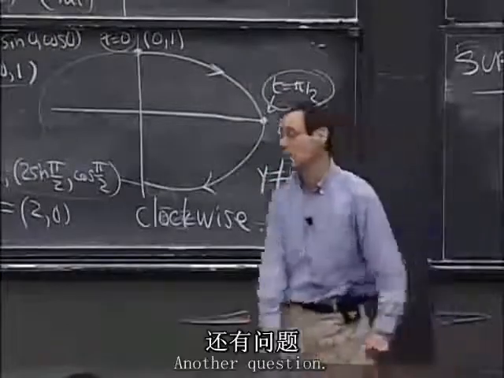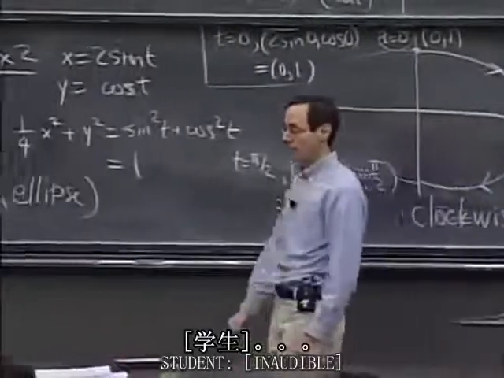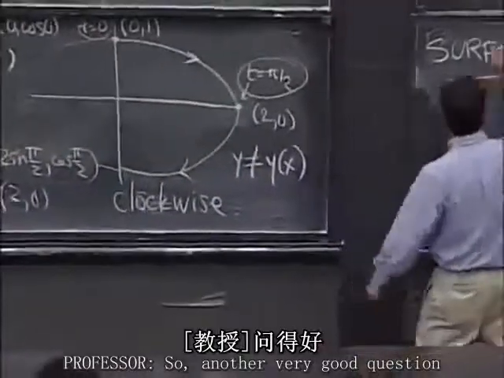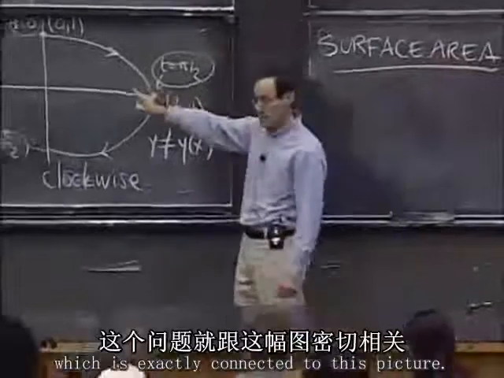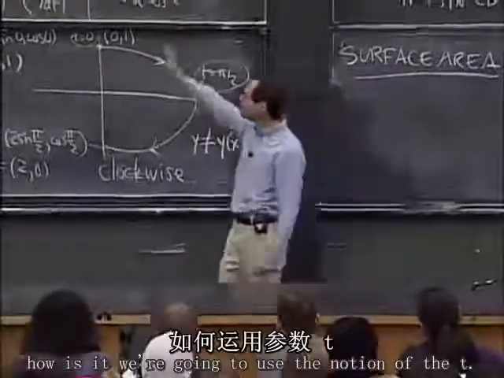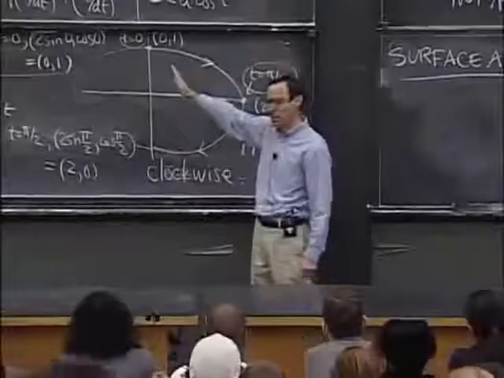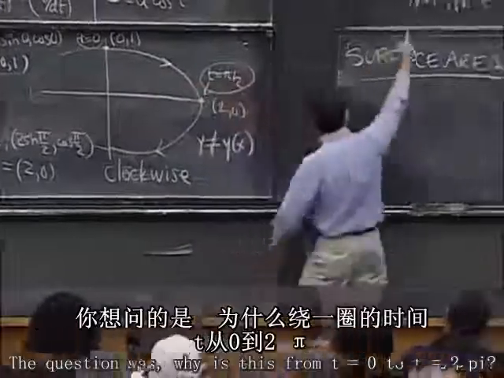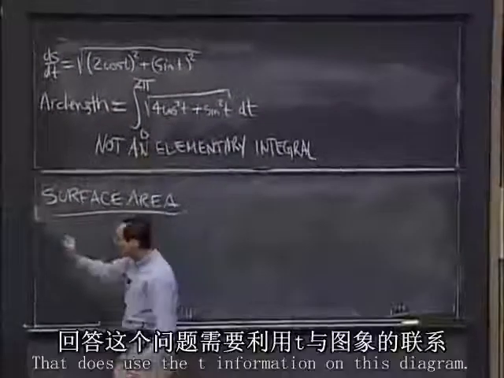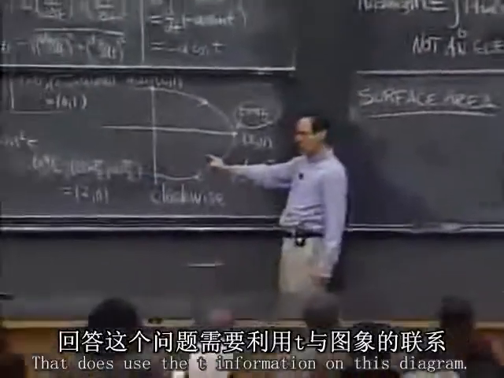Yeah, another question. Another very good question, which is exactly connected to this picture. How are we going to use the picture, and how are we going to use the notion of t? The question was, why is this from t equals 0 to t equals 2 pi? That does use the t information on this diagram.